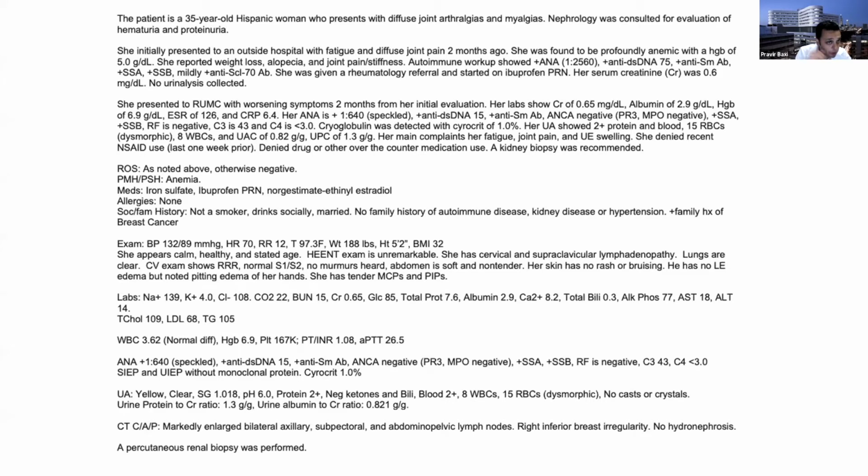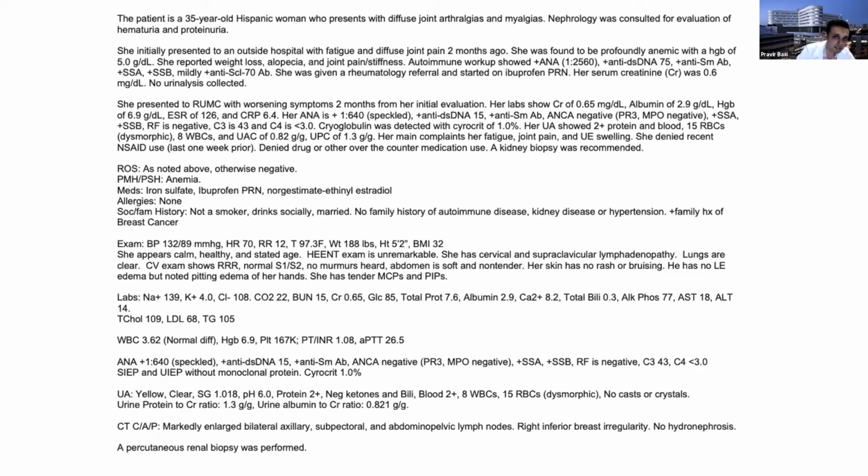Her hemoglobin was 5.0. On further questioning, she had weight loss, alopecia, and as I mentioned, joint pains, and also some stiffness. So an autoimmune workup was done, and she had a significantly elevated ANA titer with positive anti-double-stranded DNA, positive Smith, SSA, SSB, and mildly positive anti-scleroderma 70 antibody. She was given a rheumatology referral and started on ibuprofen PRN. Her creatinine at that point was 0.6 that we were able to find. Unfortunately, we were not able to find any urinalysis from that encounter.